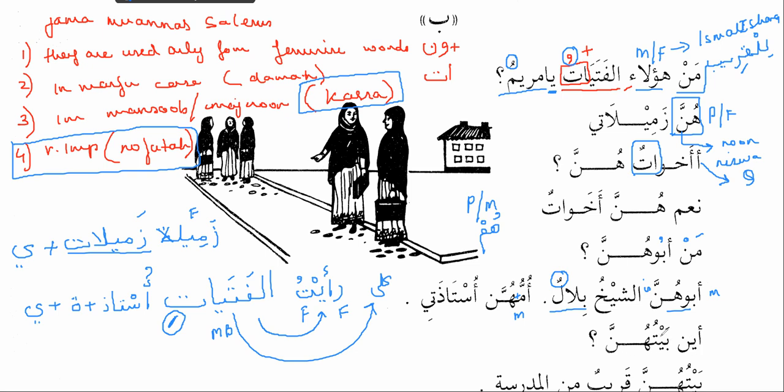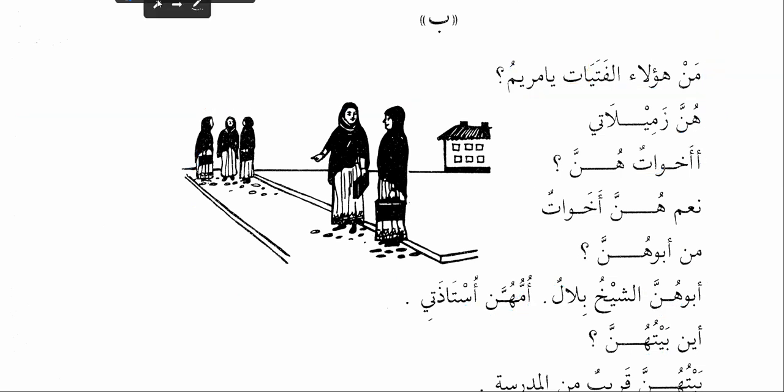So baytuhunna. Now here also we have a noun and a dhamir, so we have an idafa. Here also noun and a dhamir, we have idafa. They are all idafa. Even this is idafa, noun plus dhamir. So let's move on to the next portion of the lesson.